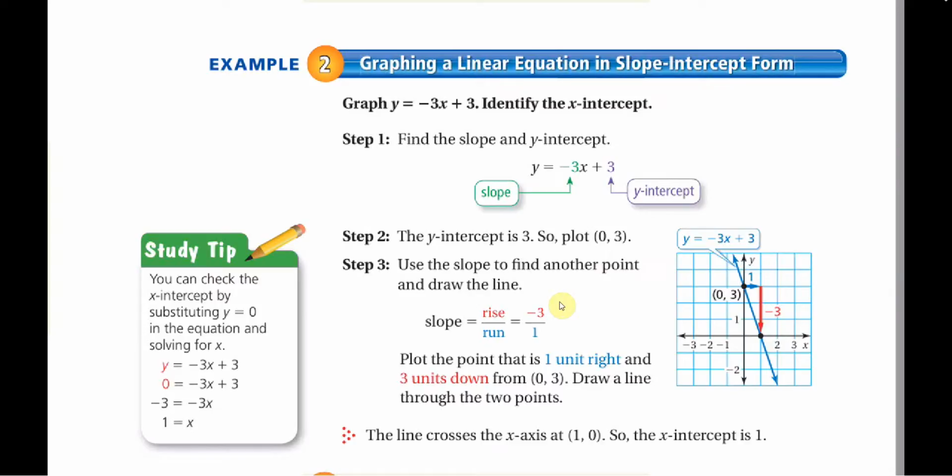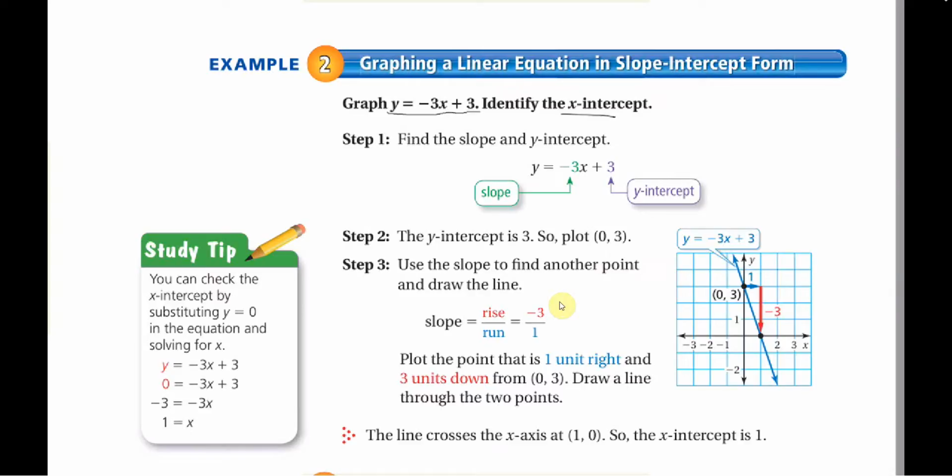All right, graphing a linear equation in slope-intercept form. We graphed a little before, and now we're going to do it again. They give us the nice equation here. They say graph y equals -3x plus 3 and identify the x-intercept. Now it's easy to identify the y-intercept and the slope. To get the x-intercept is a little bit trickier.